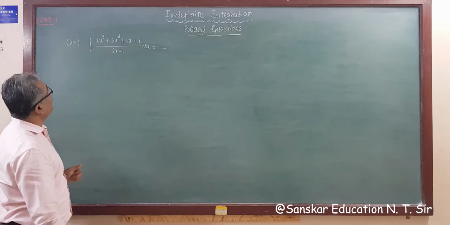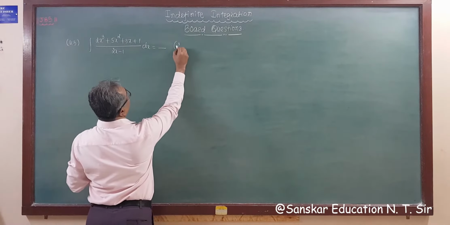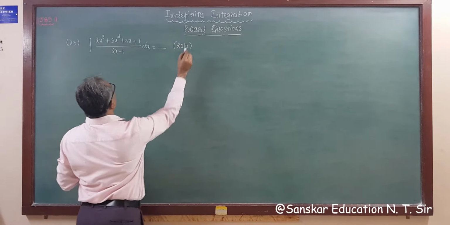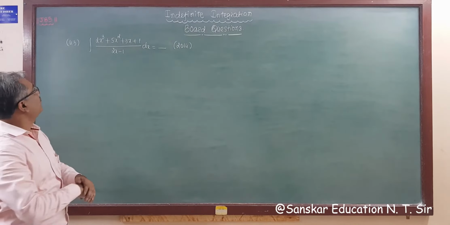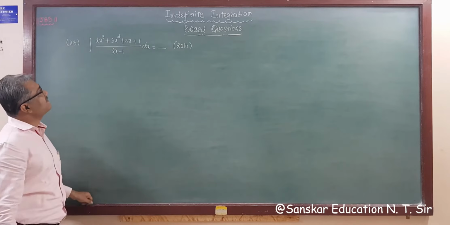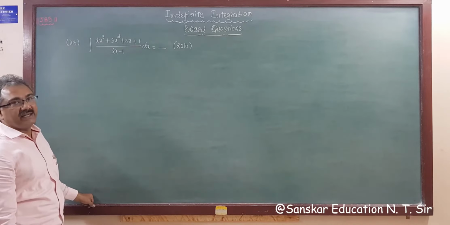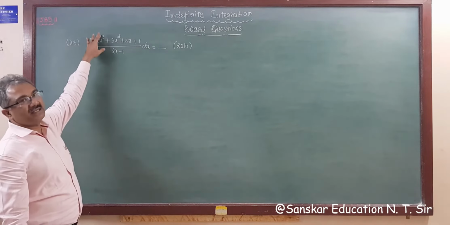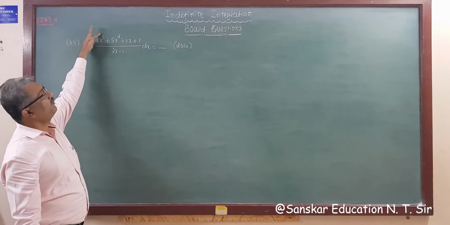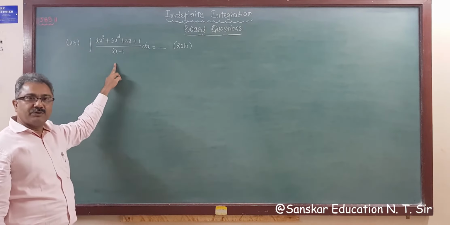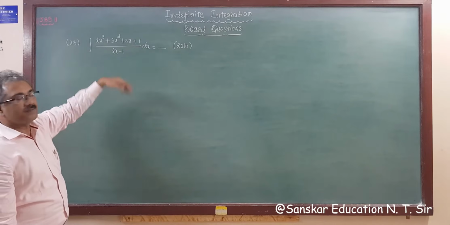So question number 43 from the 2014 board exam is: given that, integration of (2x cube plus 5x square plus 3x plus 1) upon (2x minus 1) dx. Now this is an improper rational function. The degree of the numerator is greater than the degree of the denominator, so we have to divide these polynomials.